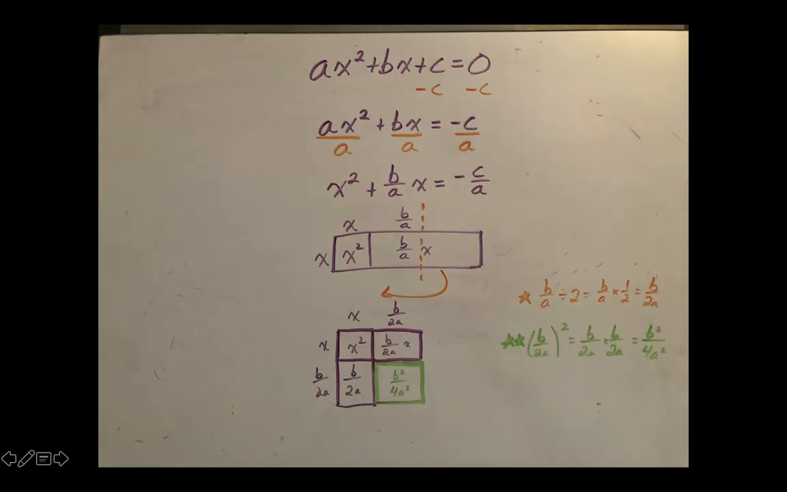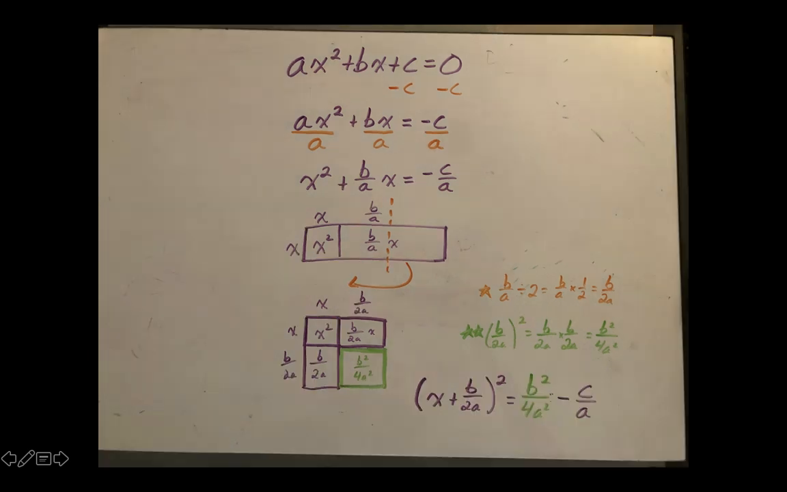We fill in that missing piece, and the area of that missing piece is b squared over 4a squared, because if you've got b over 2a and you're squaring the whole thing, numerator is b times b, which is b squared. Denominator is 2a times 2a, which is 4a squared. And at that point, we're able to set up our equation that we can solve with square roots. So we've got x plus b over 2a squared equals b squared over 4a squared minus c over a. I put the b squared over 4a squared first just because if we've got a negative, we may as well have it as a subtraction.